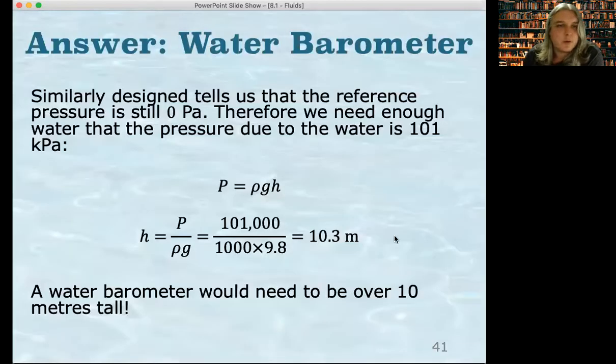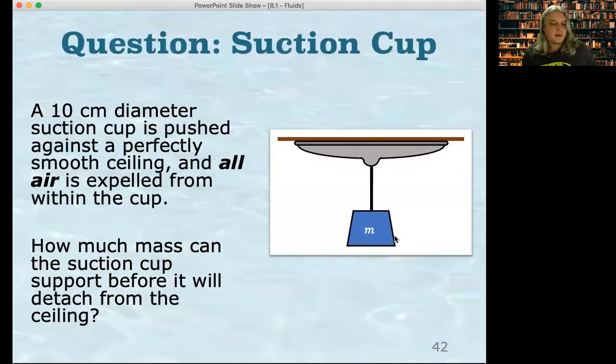So there is one more question. So that's our water barometer. The last question is about a suction cup. We've got a 10 centimeter diameter suction cup against a perfectly smooth ceiling, and all air is expelled from within the cup. The question is, how much mass can the suction cup support before it will detach from the ceiling?